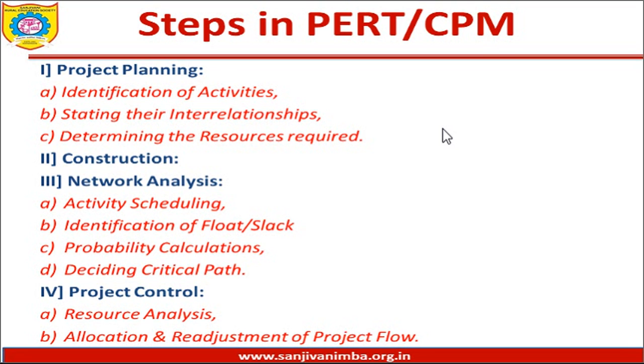So this is the entire process of network analysis, or these are the various steps involved in the development of networks like PERT and CPM. PERT stands for Program Evaluation and Review Technique, and CPM stands for Critical Path Method, two of the outcomes of a process called network analysis.